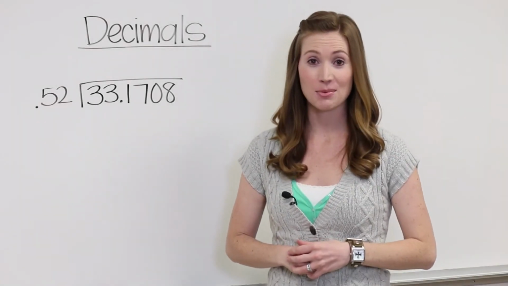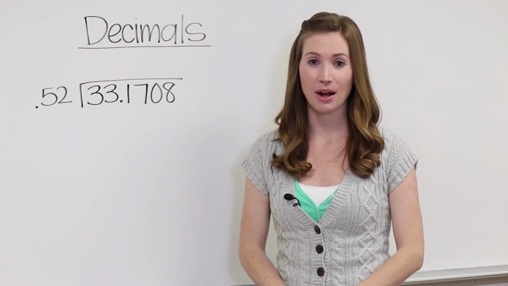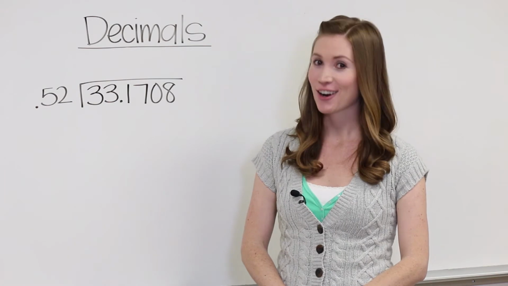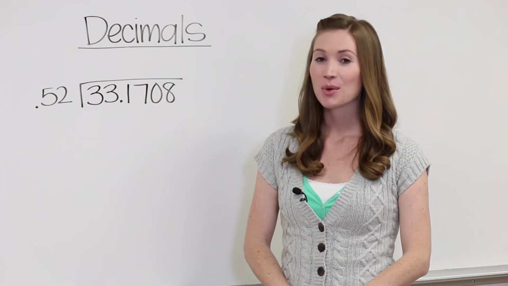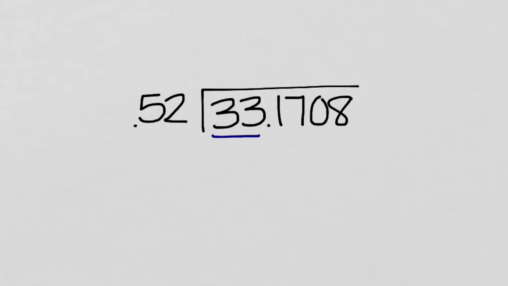Congratulations, you've made it to problem 4. There's only one problem left, and then the bonus word problem with Roxy. Hang in there, we're almost done. Read the problem to yourself as I read it aloud. 33 and 1,708 10,000ths divided by 52 hundredths.